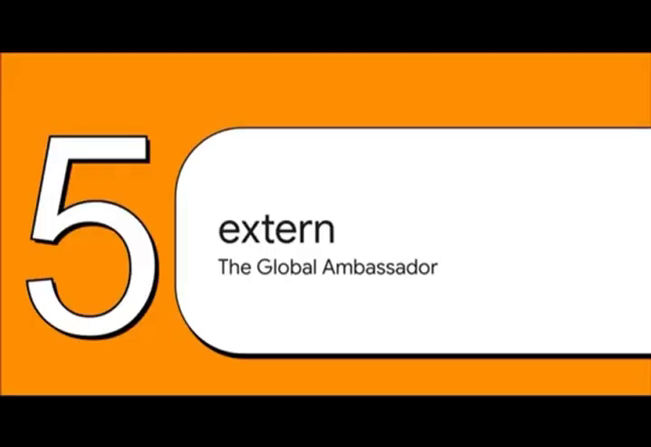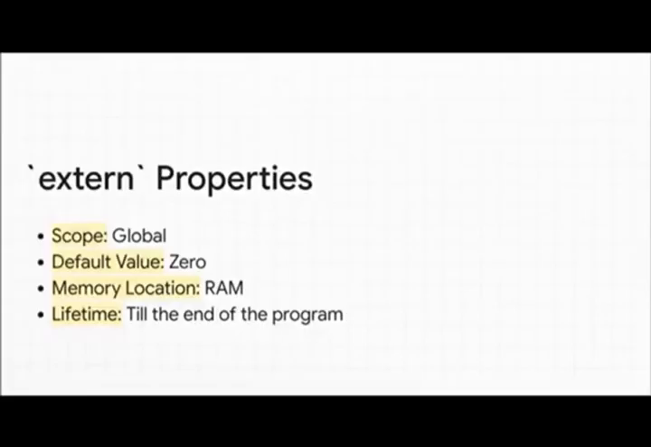All right, finally, let's meet our fourth and final personality, Extern, the global ambassador. This one's entire job is about communication, sharing information across your whole project. Look at its properties here, a global scope and a lifetime that lasts for the whole program. The extern keyword is basically a promise. It tells the compiler, hey, don't worry, this variable totally exists, it's just not here. You'll find the real definition somewhere else.